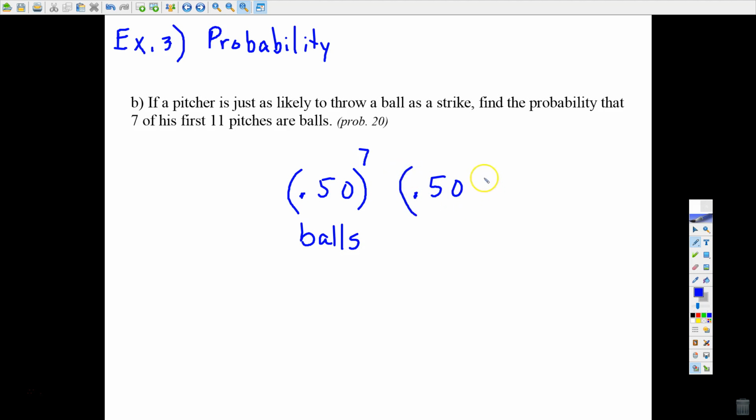So, Izzy, that means the exponent for this one will have to be what? You threw 11 pitches, 7 are balls. That means how many were strikes? There you go. Okay, now my combination factor, what goes to the left of C, John? Okay, what goes to the right of C? Yeah, 4. All right, grab your calculator. You're off and running. 11 nCr 4 times 0.5 to the 7th times 0.5 to the 4th.